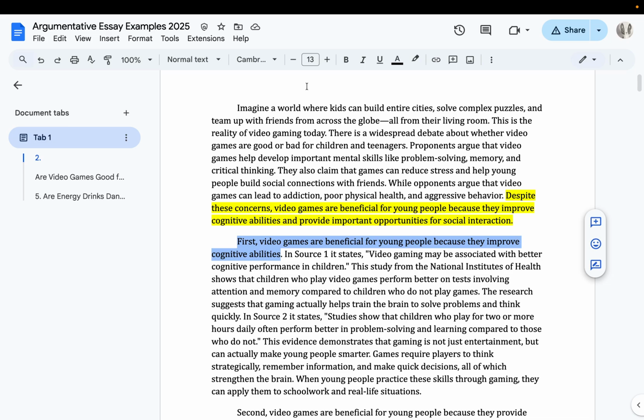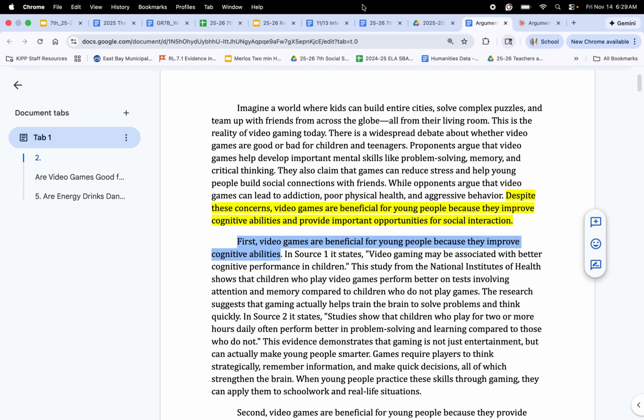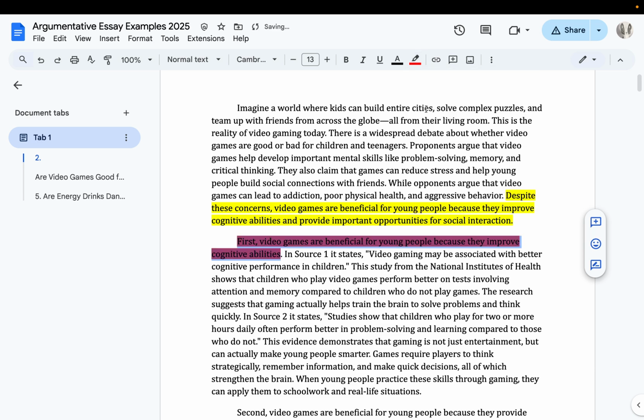This is going to be their first reason, or first topic sentence, which is their thesis and their first reason. First, video games are beneficial for young people because they improve cognitive ability. Great topic sentence. I'm gonna put this red. And then they have their evidence.